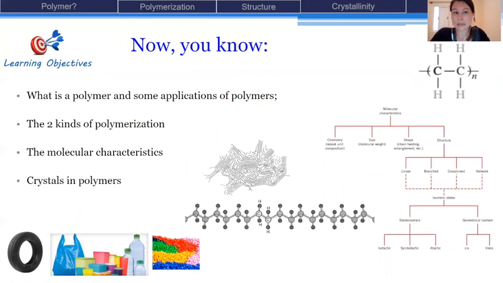Okay, so in this class, we learned what a polymer is, and we saw some applications of polymers. We presented two kinds of polymerization: chain growth polymerization and step growth polymerization. We described molecular characteristics and structure of polymers. And finally, we saw crystals in polymers. We said that we have amorphous polymers and also semi-crystalline polymers.